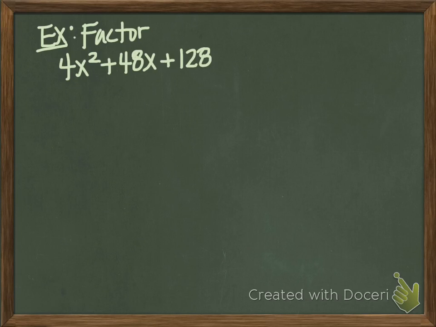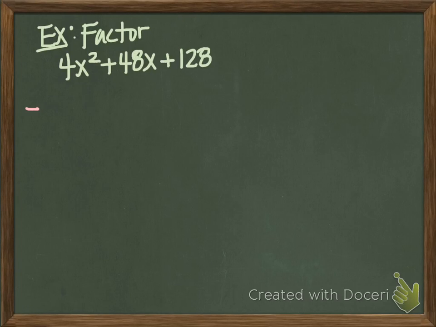Next example. Let's follow the steps again. Each example is going to be a little bit different than the last, so you really want to go through every example. Step 1, factor out a GCF if possible. So I'm looking at my terms, 4x squared, 48x, plus 128, and I believe that they all can be divided by 4.